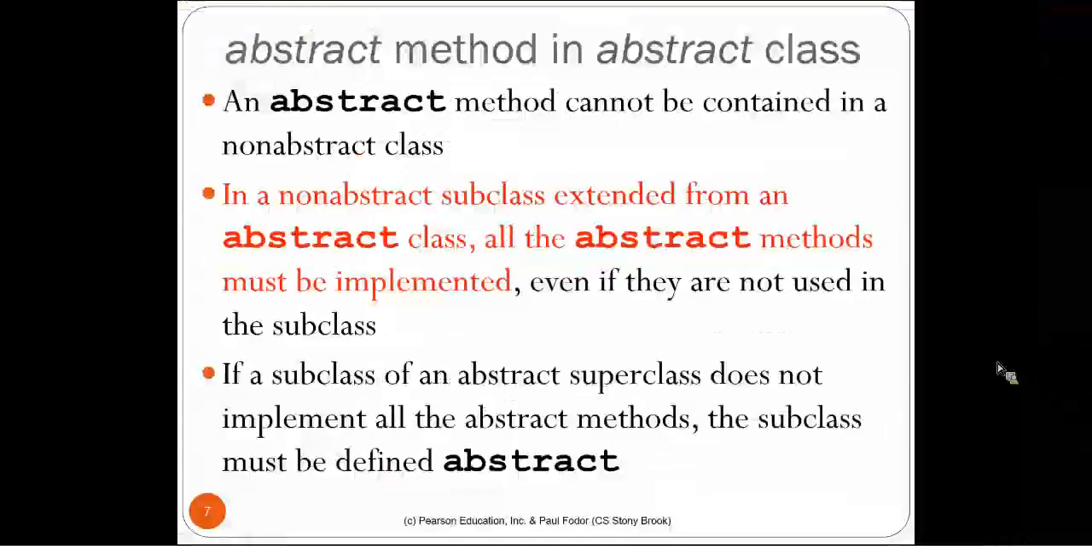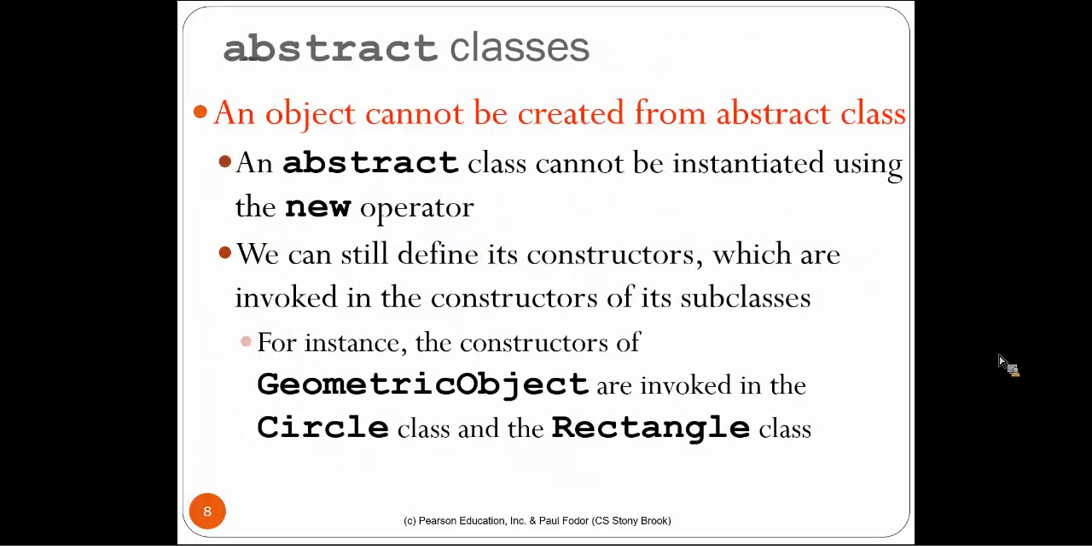We actually wrote a short program to test all of these topics that we had here: abstract methods must be in abstract classes, and subclasses of abstract classes must either implement the abstract methods or be abstract themselves, deferring the implementation of the abstract methods to their own subclasses. If we create an object, we must create it of a concrete class. We cannot create an object from an abstract class using the new operator.